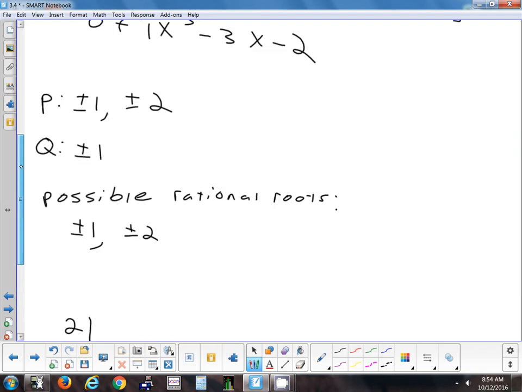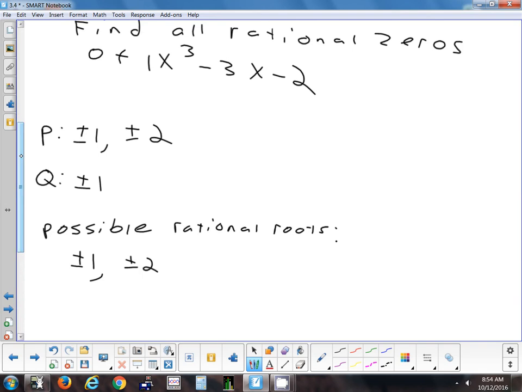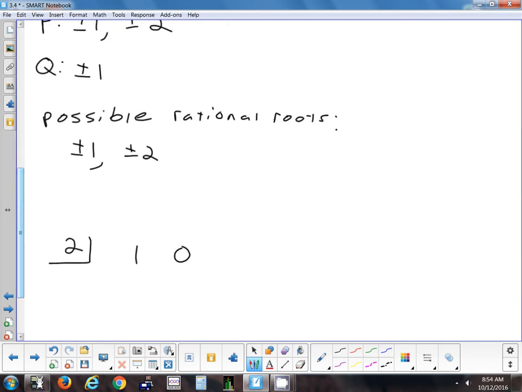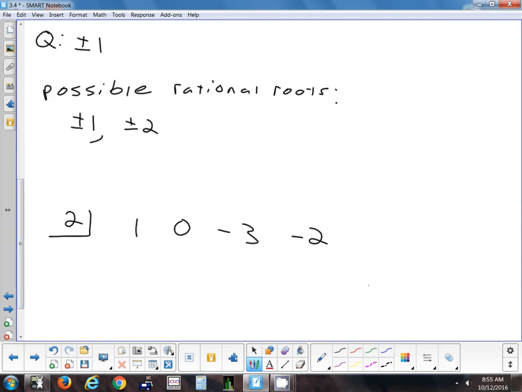Let's write our coefficients. Okay, what would my coefficients be? 1, 0, negative 3. Because if you forgot the 0, you probably wouldn't get a remainder of 0, and then you'd think 2 doesn't work just because we forgot the 0. All right, so 1, 0, negative 3, negative 2. Okay, bring down my 1. 2 times 1? 2 plus 0? 2 times 2? Minus 3? Times 2? Minus 2. Okay, so it works.